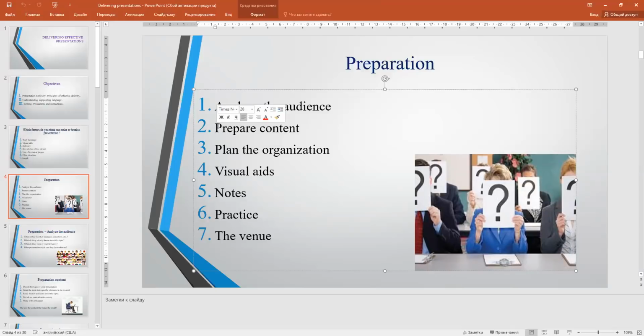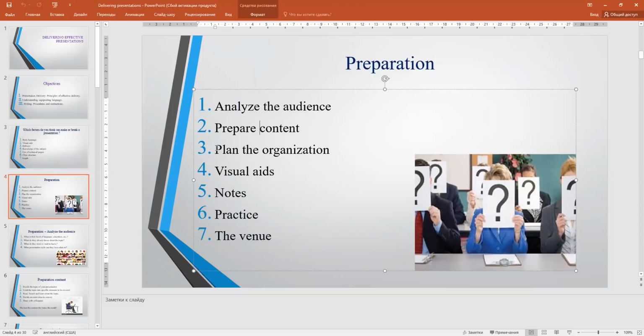And then you can see, prepare content. You have to prepare content with respect and also responsibility. Your content should be qualified and it should also be rich and informative. It should contain keywords and also meaningful sentences. You have to treat your presentation with respect and responsibility. And then, in the third part, plan the organization.